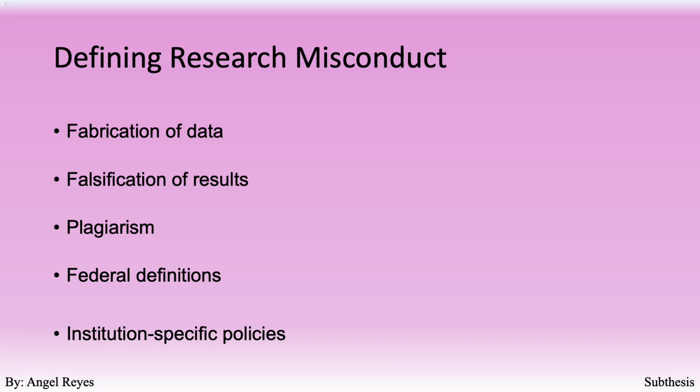Plagiarism is the appropriation of another's ideas, processes, results, or words without giving appropriate credit, taking credit for work that isn't one's own. These three violations form the core of federal definitions of misconduct used by agencies like the Office of Research Integrity and the National Science Foundation. However, institution-specific policies may include additional categories or more detailed guidance. What unites all definitions is that misconduct represents a fundamental breach of the trust upon which science depends.